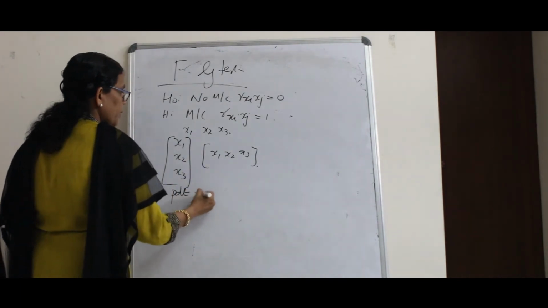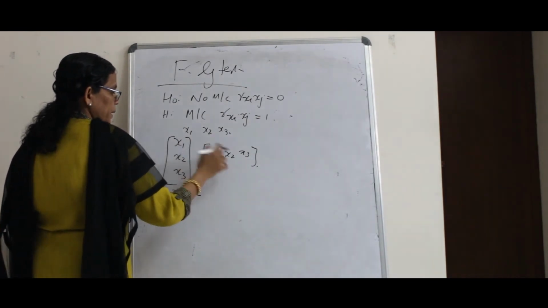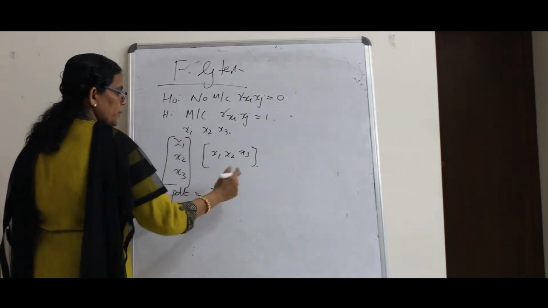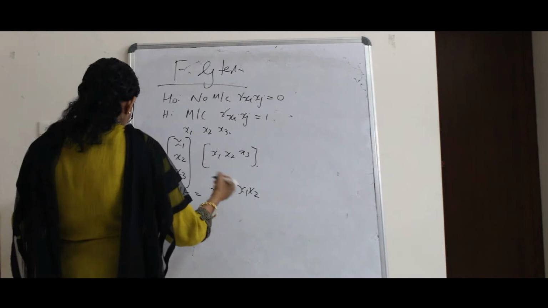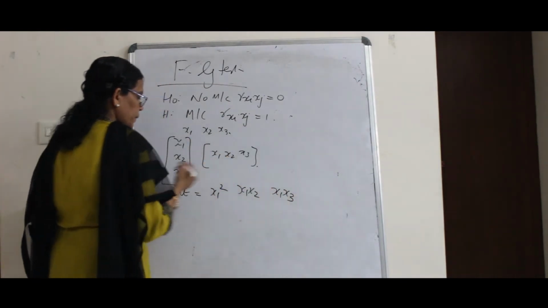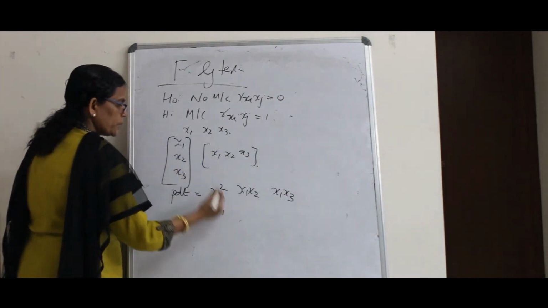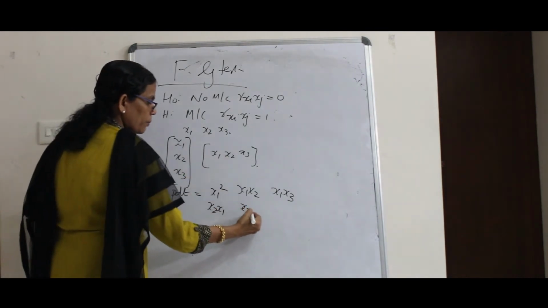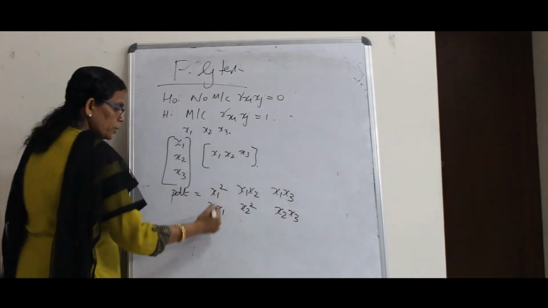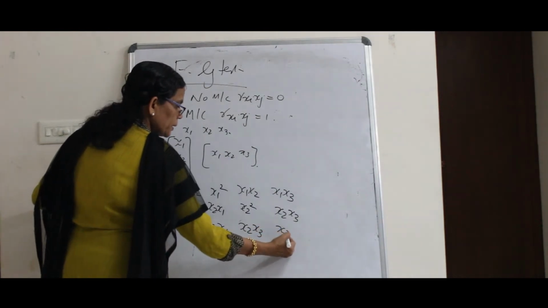So how do you take the product of this first row into first column? So that is x1 square, x1 into x1. Second will be first row into second column, x1, x2. Then third will be first row into third column, x1, x3. Then second row into first column, x2, x1. Second row into second column, x2 square. Second row into third column, x2, x3. So similarly you will have x3, x1, x2, x3 and x3 square.